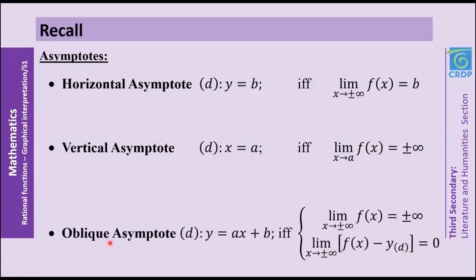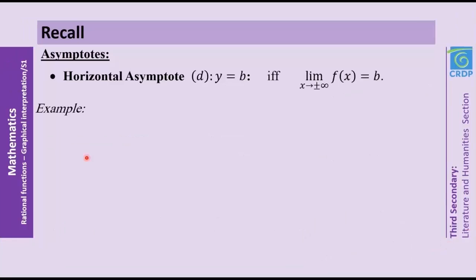Finally, we have the oblique asymptotes that has an equation of a straight line y equals ax plus b. It has a couple of conditions. First, the limit of f of x as x tends to plus or minus infinity should be equal to plus or minus infinity. Second, the limit of f of x minus y, which is the equation of our straight line, as x tends to plus or minus infinity should be equal to 0. So let's solve an example for horizontal asymptotes.